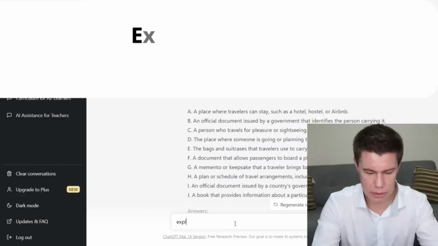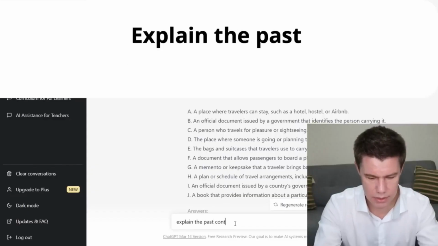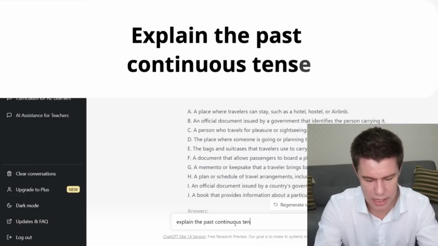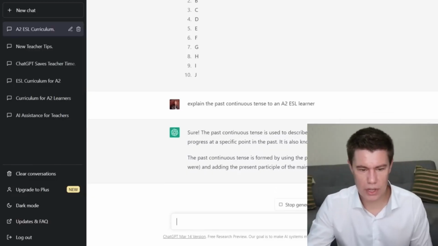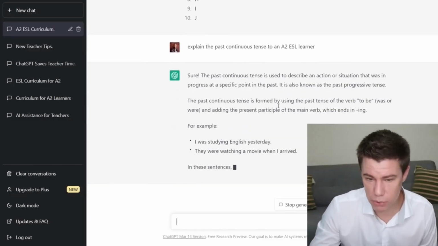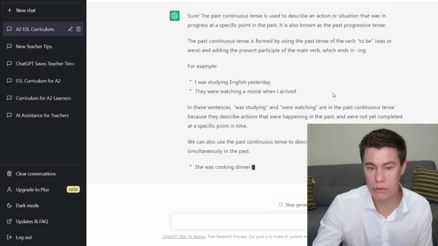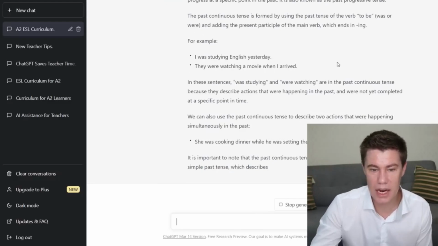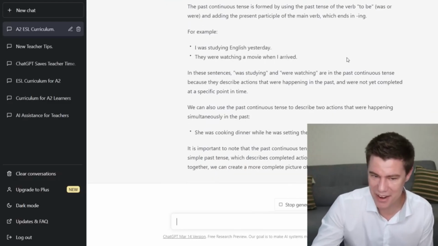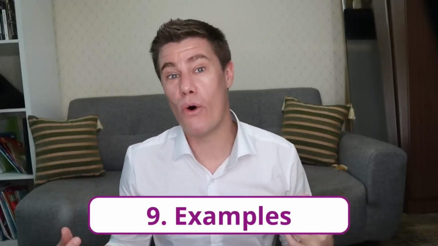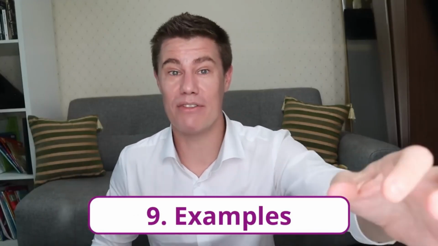Explain grammar. Explain the past continuous tense. Describe an action or situation that was in progress at a specific point in the past. Past continuous tense is formed by using the past tense of the verb to be. I was studying English yesterday. They were watching a movie when I arrived. You can also ask it for examples, which it gave us here. So you can say, oh, give me 10 examples of the past continuous tense.